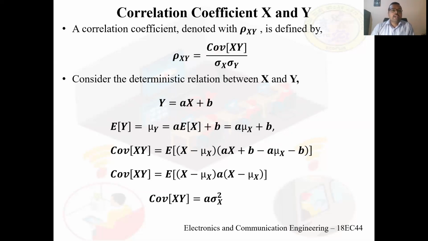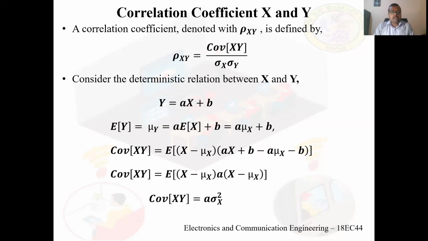Now, we'll look at the correlation coefficient of random variables x and y. A correlation coefficient denoted by rho xy is defined as rho xy equal to covariance of xy divided by sigma x multiplied by sigma y.